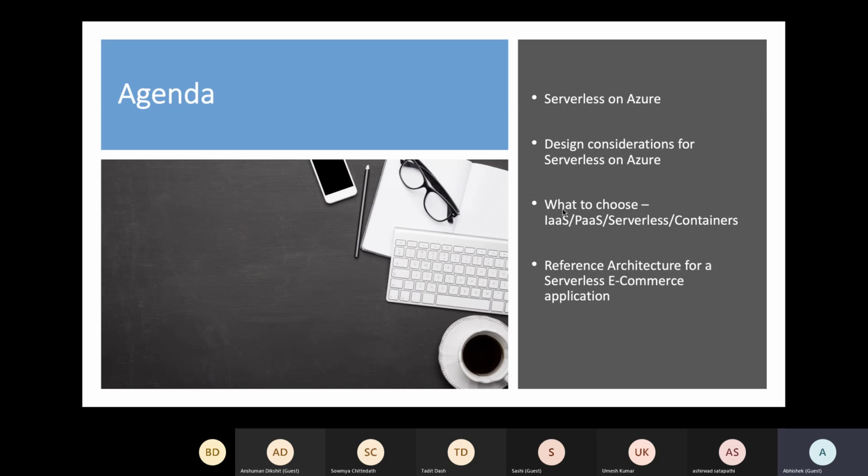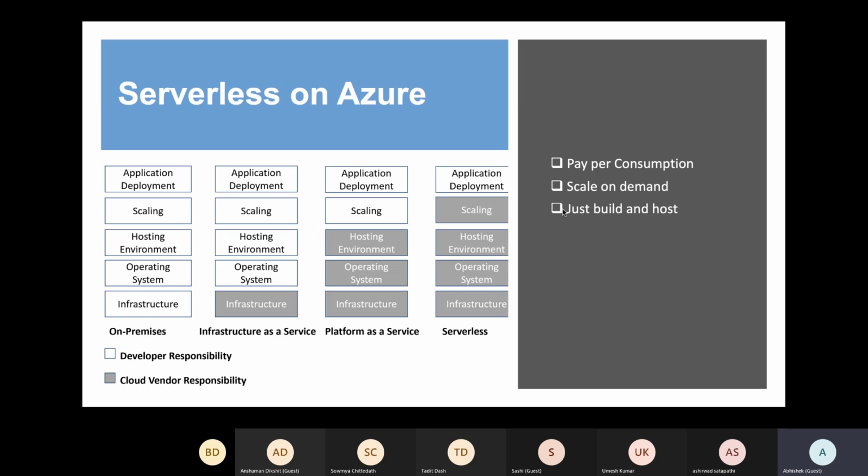Then I will take an example of an e-commerce application and I will build a reference architecture for you and walk you through the reference architecture. So that is how the agenda is, and the next 45 minutes to 1 hour will be on this. Okay. So let me start on serverless on Azure.